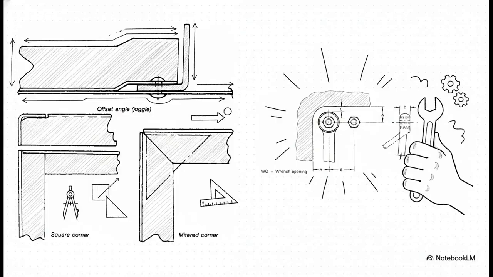These two diagrams are perfect examples of what I'm talking about. On the left, see that little offset bend? That's called a joggle, and it lets two pieces of sheet metal sit perfectly flush with each other. And on the right, you can see the designer had to remember that a real person with a real wrench needs to get in there. You always have to leave room for the tools.